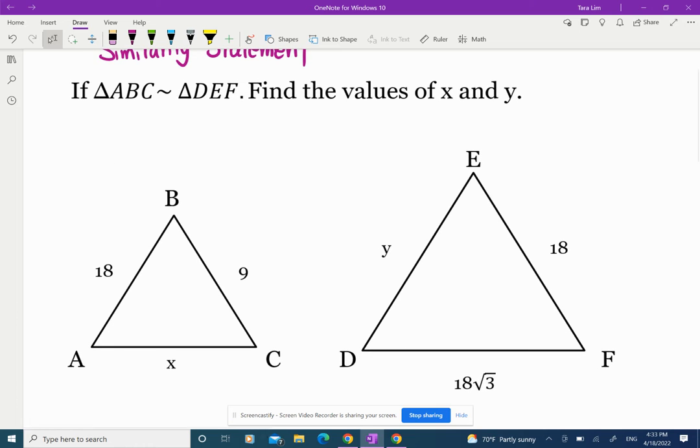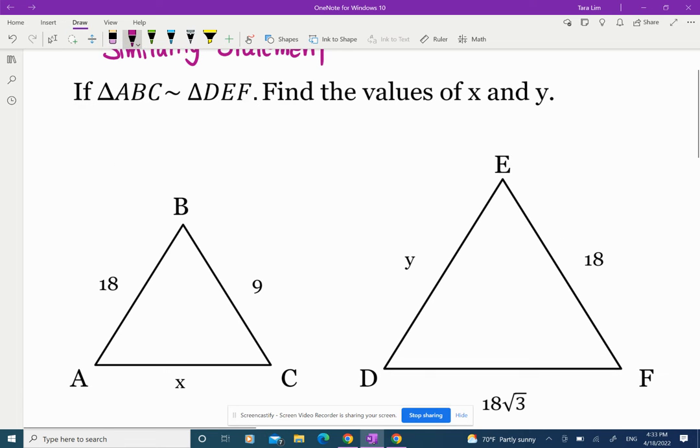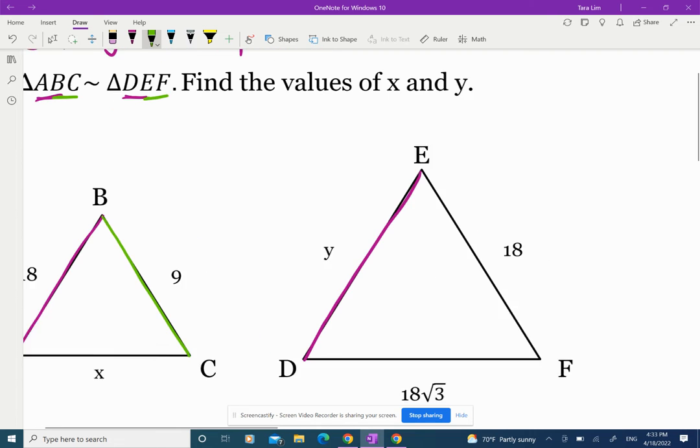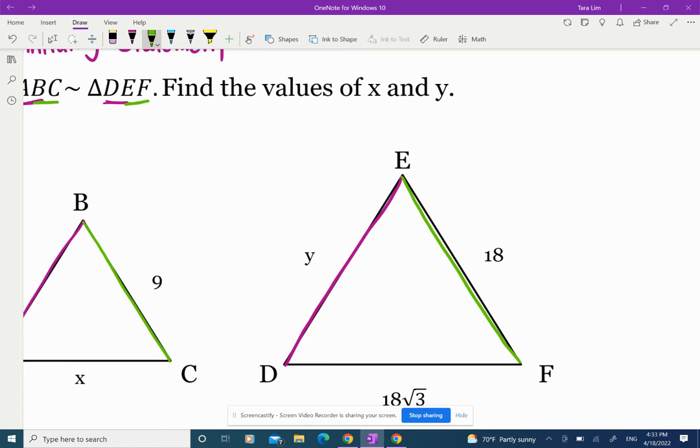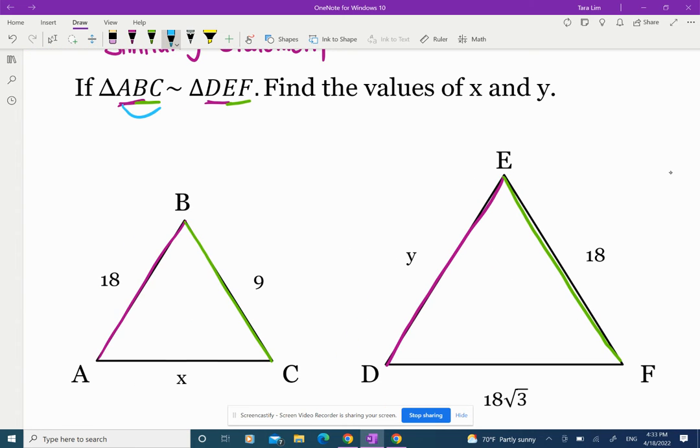So let me color code the lines based on this similarity statement. I know that line AB corresponds to line DE, so I'm going to draw a purple line for that, and then BC and EF are going to correspond. And then last but not least, AC and DF.